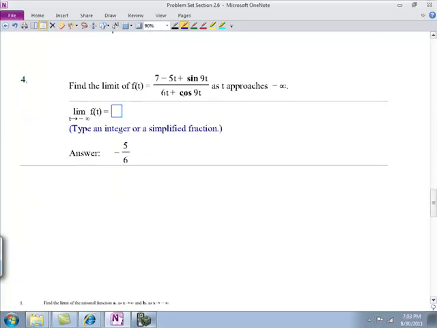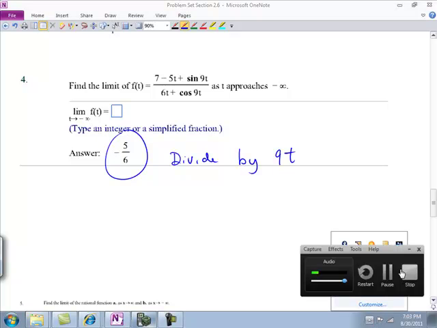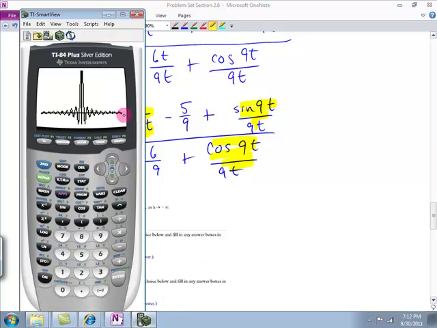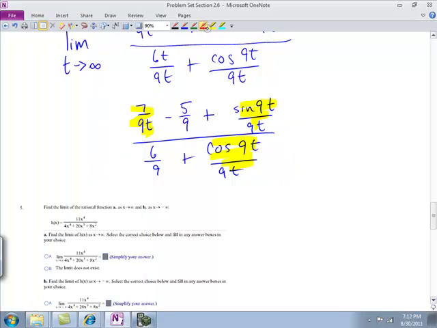So what are we going to divide by? What could we divide by? 9t. So if we divide everything by 9t, let's see if you can come up with the answers right there. Okay, so we looked on the calculator and we could see that as we're approaching infinity, that expression, sine 9t over 9t, is going to go to 0. So now we've got 0 minus 5/9 plus 0 over 6/9 plus 0.